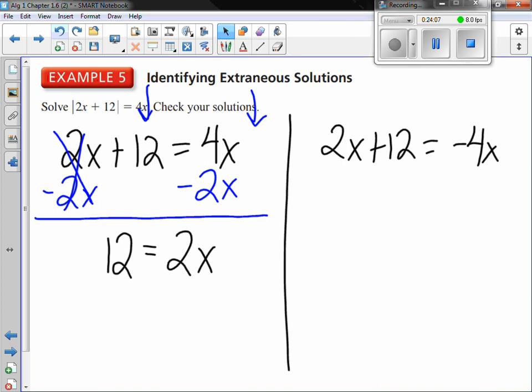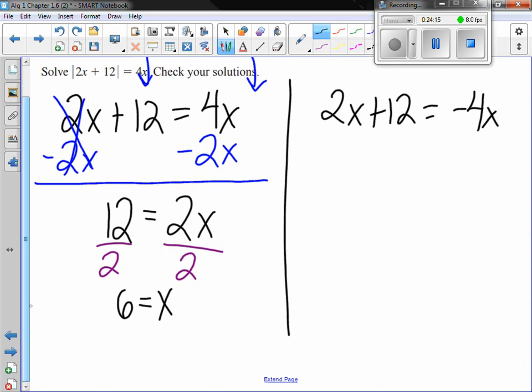And then what do we have to do lastly? We have to divide both sides by 2. So 6 is equal to x. And we got our answer, yes? Okay, let's do the negative case.